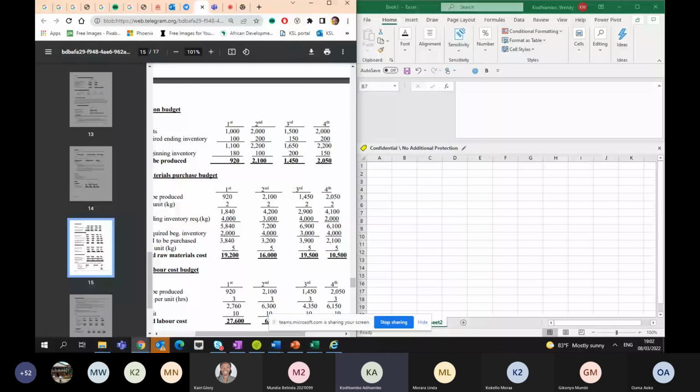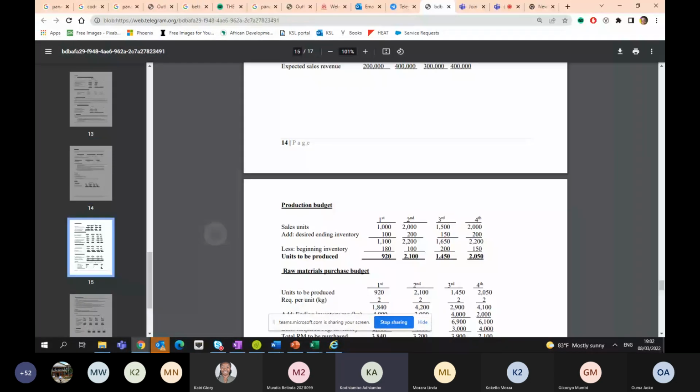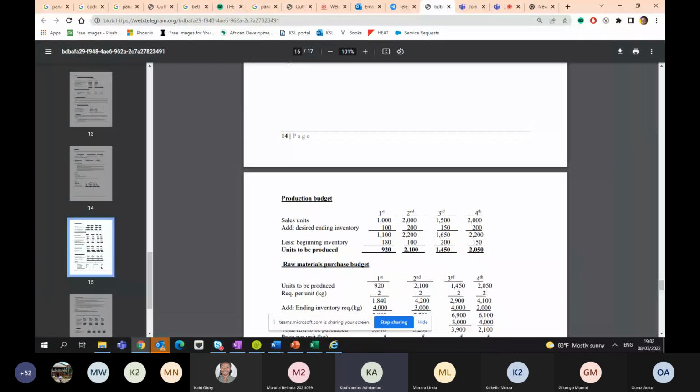If we look at it now, just give me a moment to expand it a bit. So we look at it in terms of desired units. Desired unit is what we need to have at the end. So we are saying out of the 1,000 that we are to sell, we also have to maintain 100 in order to meet the desired unit.